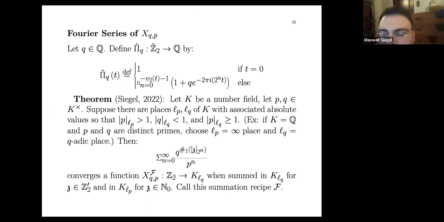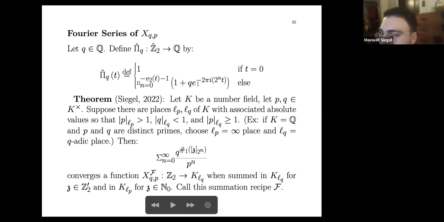As part of my dissertation, I proved the following. Let p and q be non-zero elements of a number field k, and suppose there are places ℓ_p, ℓ_q of k with associated absolute values so that the following inequalities hold. Then our F series converges to a rising continuous function from Z_2 to K_{ℓ_q}. And here we sum this by summing it in the topology of K_{ℓ_q} when z is in Z_2 prime, and the topology of K_{ℓ_p} when z is in N_0. Let's call this recipe of summation F.